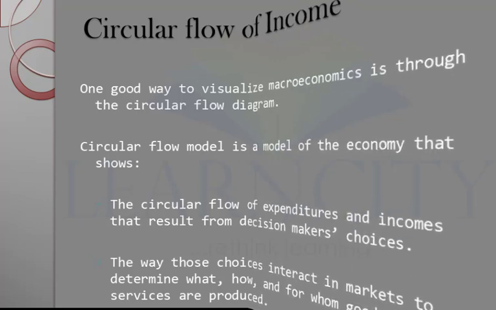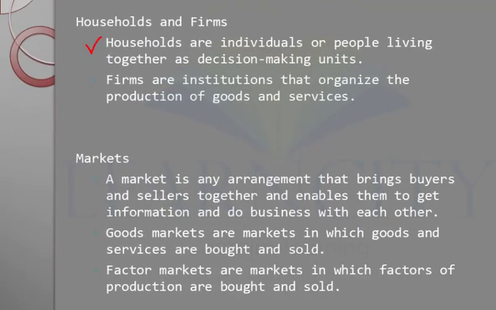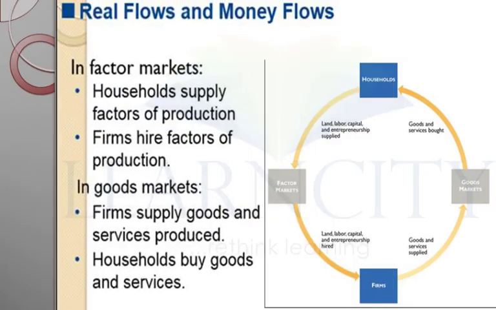Now, households and firms, right? Households are individuals or people living together as decision making units. Firms are institutions that organize the production of goods and services. These are the major players in the circular flow diagram. That's why we're looking into them. We're also going to understand the market. It's an arrangement that brings buyers and sellers together and enables them to get information and do business with each other.